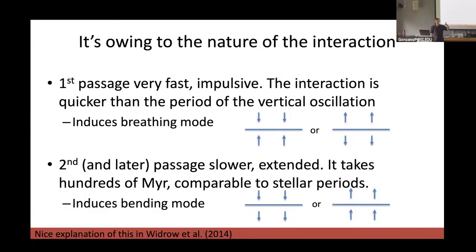They get either an energy boost or decrease depending on their vertical phase. And this introduces something called the breathing mode. So stars above and below the galactic disk are going up and down like that. Second and later passages are slower and extended, right?